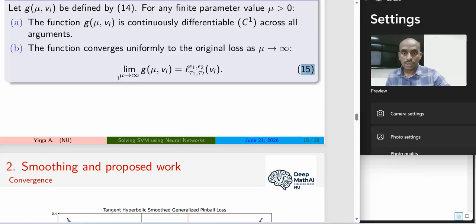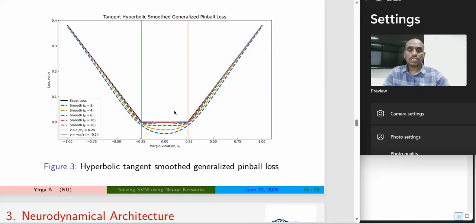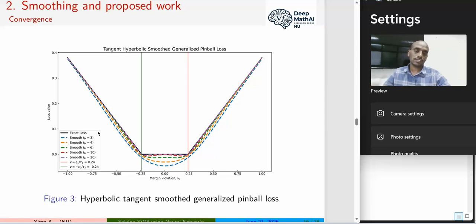As mu goes to infinity, the candidate approximation really approaches the standard generalized pinball loss function. So this picture is supporting the theorem.